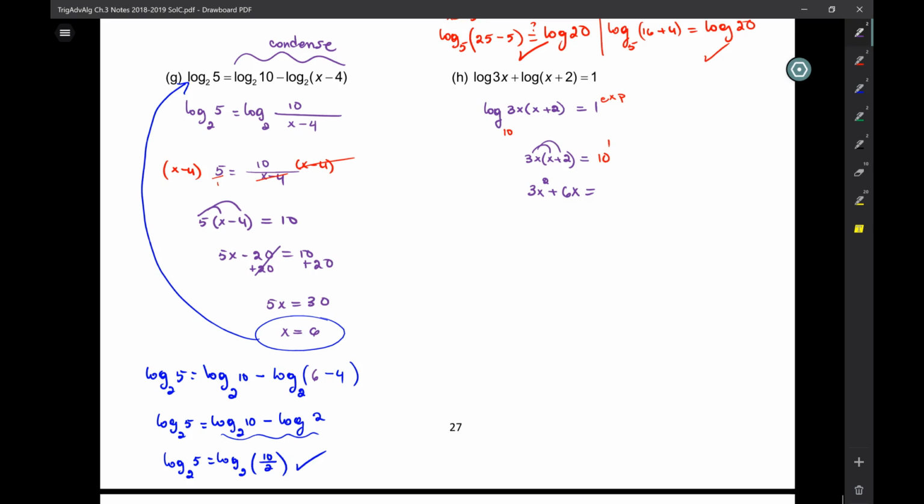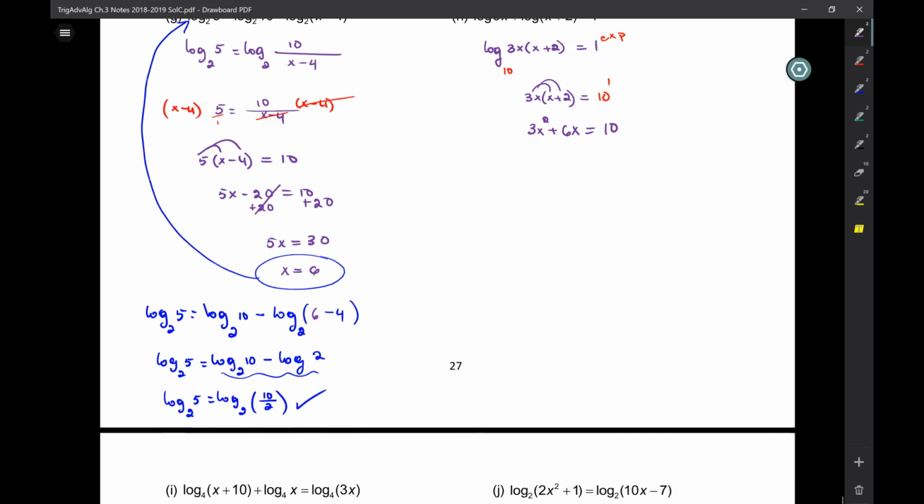Okay, look, here we have 3x squared plus 6x. Here I have 10 to the 1, so it's 10. Now, quadratic equation, so I bring everything over to the left side, set it equal to 0. Can I divide everything by the same number? No. We're going to try to factor. So let's see if it works by that method: 3x squared plus 6x minus 10.